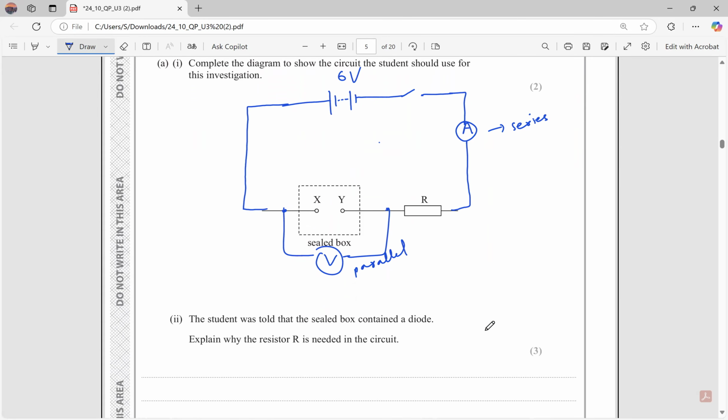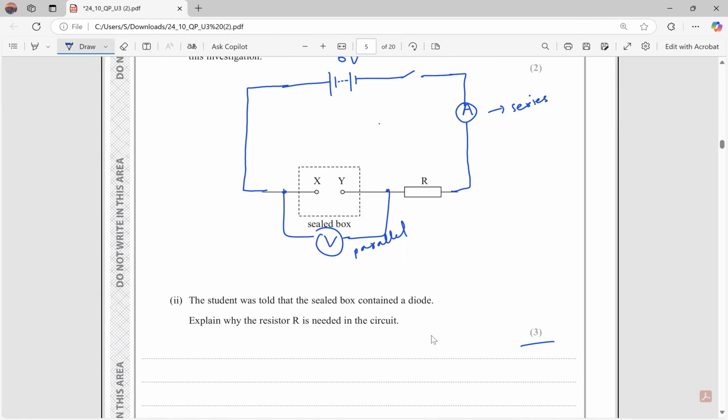Moving on to part II. The student was told that the sealed box contained a diode. Mystery solved. We know it's a diode. Explain why the resistor R is needed in the circuit. And it's 3 marks. Again, whenever you're solving a question, look at the marks and write accordingly. You can write more, but never write less. So you have to make sure that you earn all those marks.